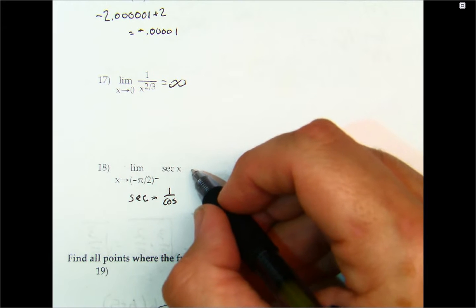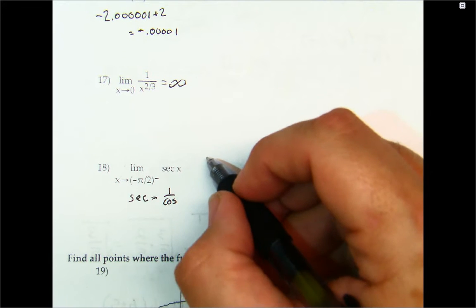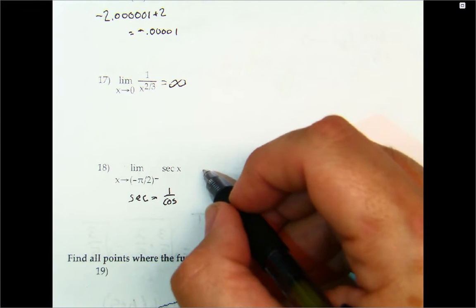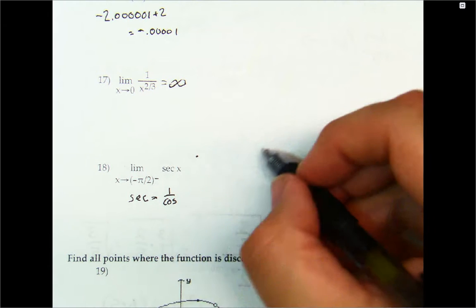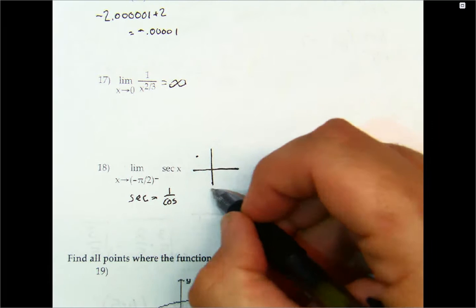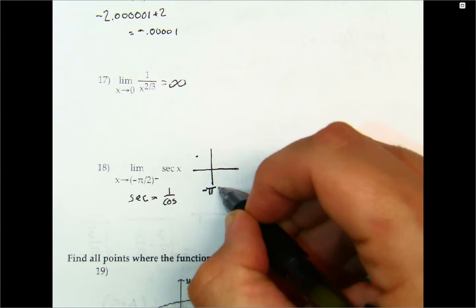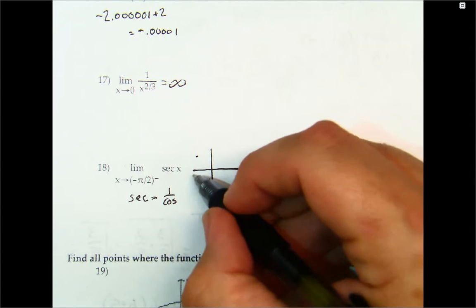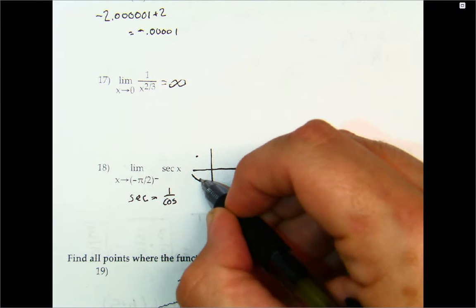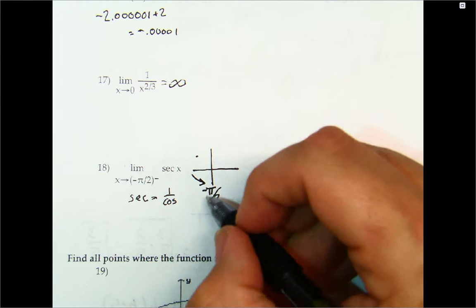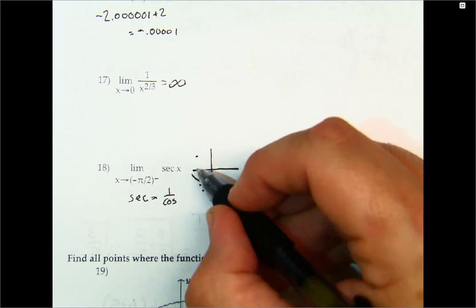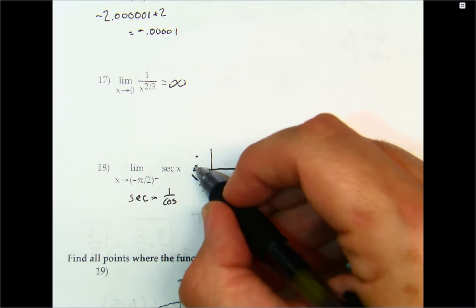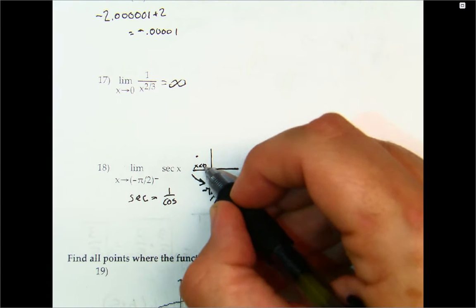Negative pi over 2, if I just take a look at the coordinate plane, is over here. And I'm coming in from the left. So let me ask you: is the cosine negative or positive as I'm coming in from the left towards pi over 2? Well, remember, x is less than 0 over here, so x is negative, so my cosine is going to be negative. So this leads me to say that this is going to be a negative infinity.